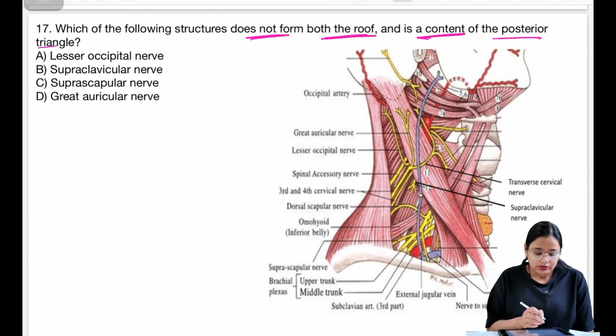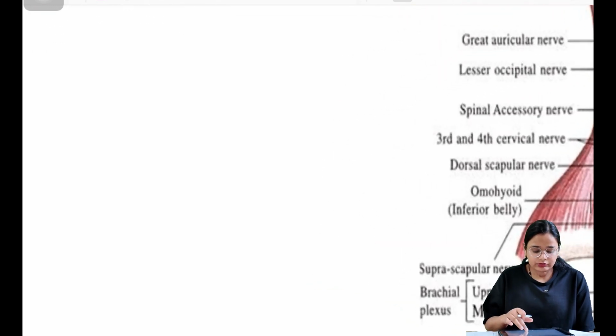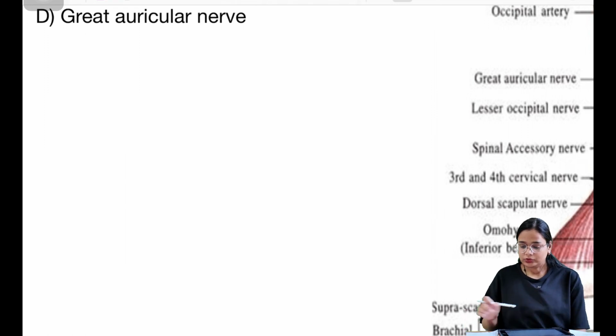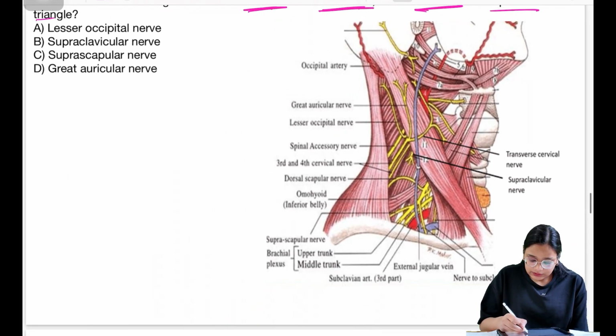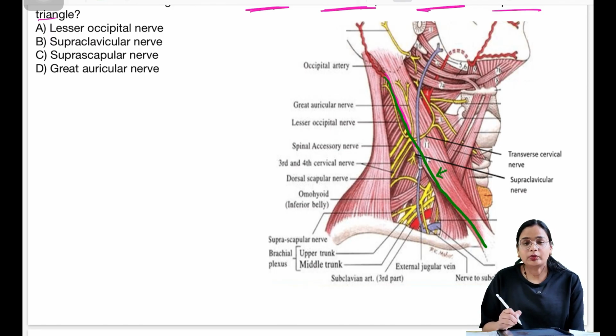Next question is, which of the following structures does not form both roof and content of the posterior triangle? So for this you need to remember the boundaries and contents of the posterior triangle. To remember the posterior triangle boundaries, in the picture I will show you. This is the anterior boundary. The anterior boundary is mainly formed by the posterior border of the sternocleidomastoid muscle.